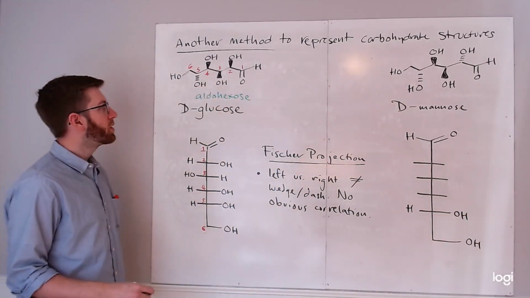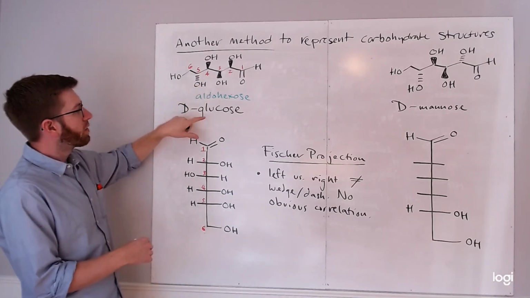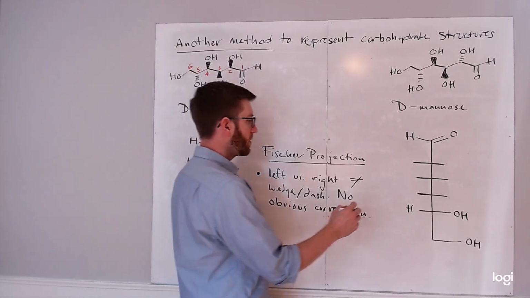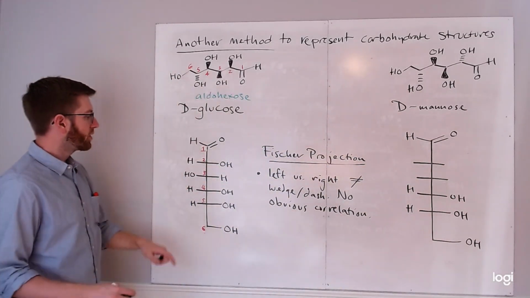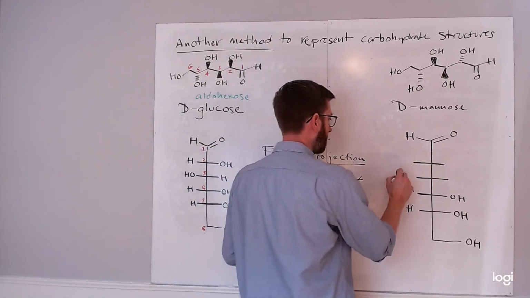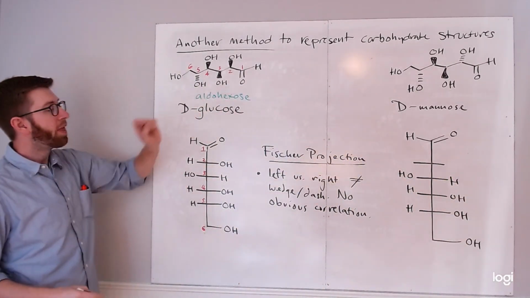And then I can keep doing this and working up the chain. So it looks like carbon 4 in glucose and in mannose have the same configuration. So I can use the same configuration in the Fischer projection. Alternatively, if I look at carbon 3, those are also the same. And carbon 2, that's the point of difference.